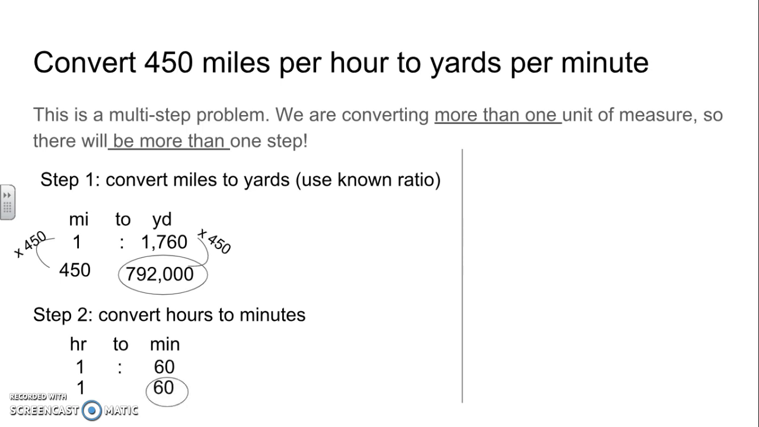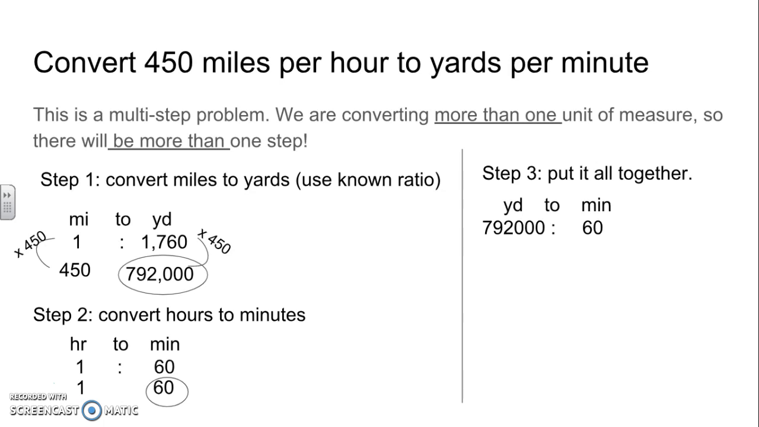This is a step you can kind of skip. However, if it wasn't a full hour that you were using, it might be helpful to actually make an equivalent ratio here. Our last step is to put it all together. Now I know I have 792,000 yards in 60 minutes because the 60 minutes is equal to the 1 hour. That's the ratio I'm going to use. I've got yards to minutes, 792,000 yards in 60 minutes.